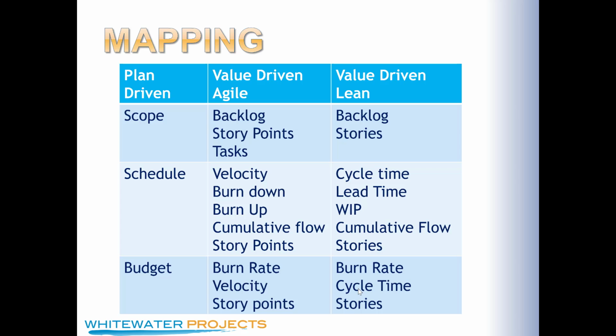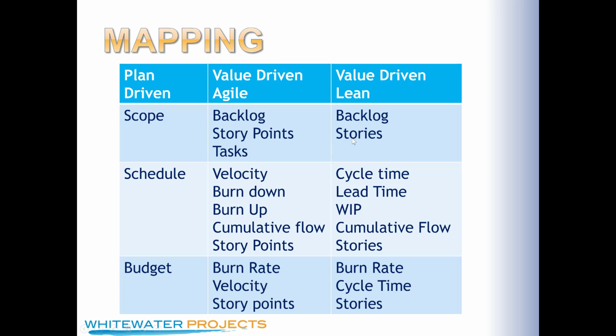All right. So you may be used to the traditional scope, schedule, budget way of looking at a project or product. And this gives you a mapping of value-driven scope, schedule, budget, in an Agile project or value driven in a lean project, meaning a Kanban project. In both of them, you would control the scope by looking at the backlog. You would control scope by looking at the story points that are in the backlog.